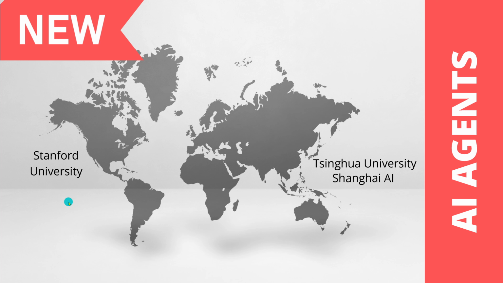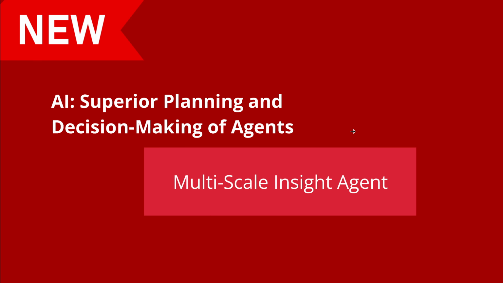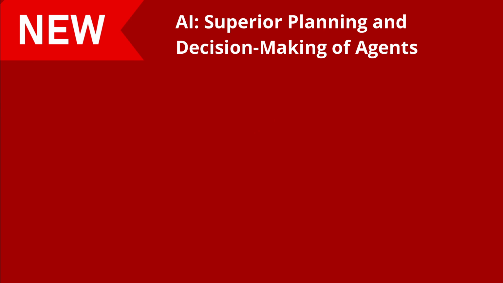It is new research by Stanford University in the US and Tsinghua University in Beijing, China, and Shanghai AI Labs. So let's have a look at what they were researching. The topic was superior planning and decision-making of agents. How can we improve the performance of agents? And the answer by the team was a multi-scale insight agent. So let's have a look in detail.